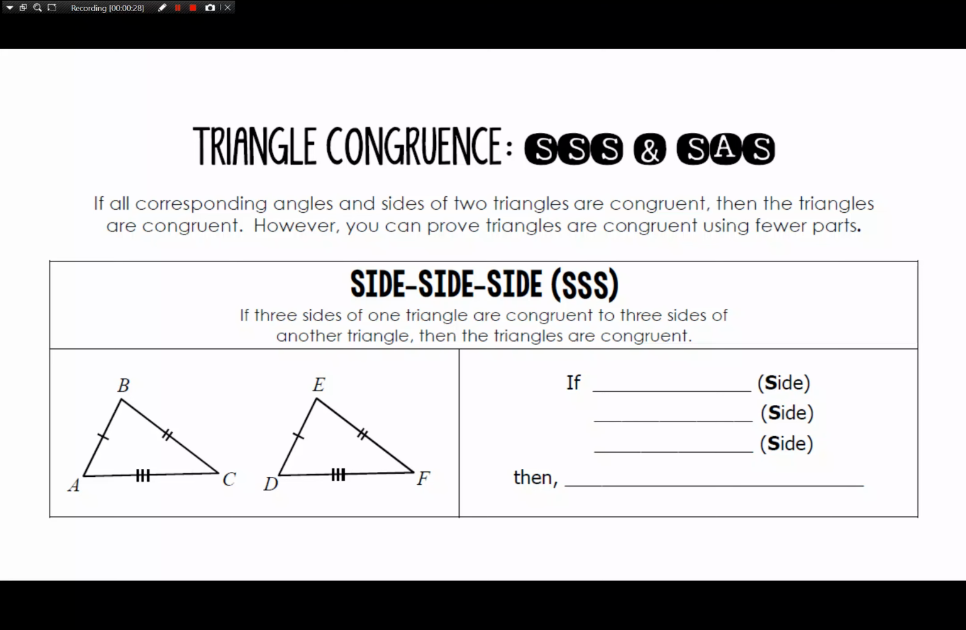The first way is using side, side, side, also referred to as SSS. Whenever you're doing a side, side, side triangle congruence, if three sides of one triangle are congruent to three sides of another triangle, then the triangles are congruent. For this example, if segment AB is congruent to segment DE, segment BC is congruent to segment EF, and segment AC is congruent to segment DF, then triangle ABC is congruent to triangle DEF.